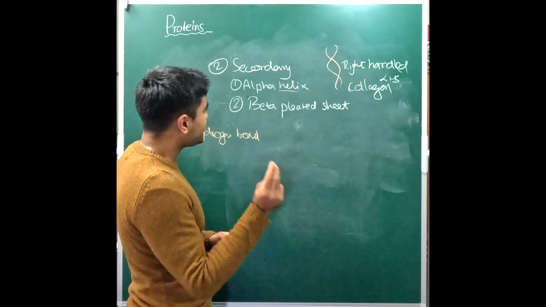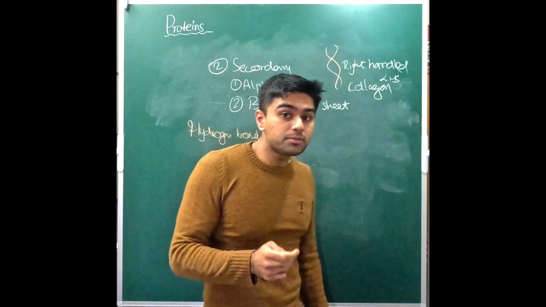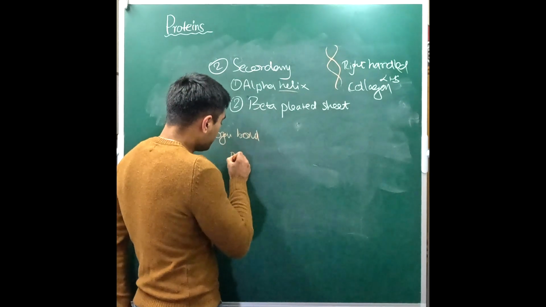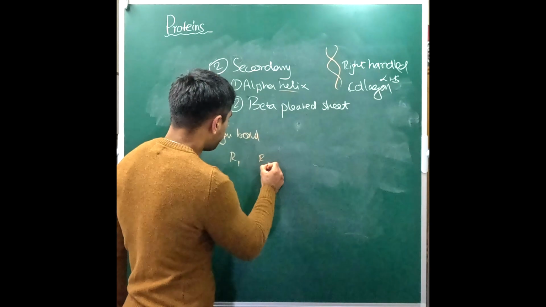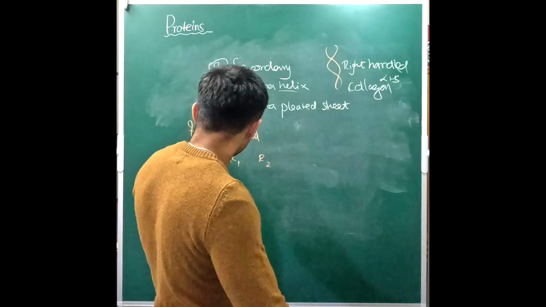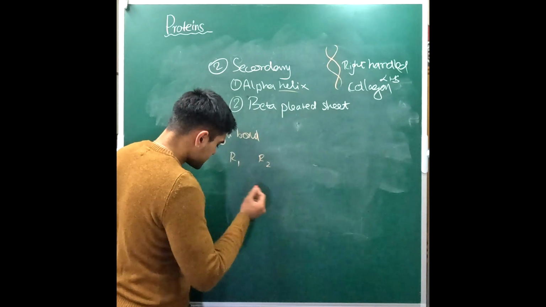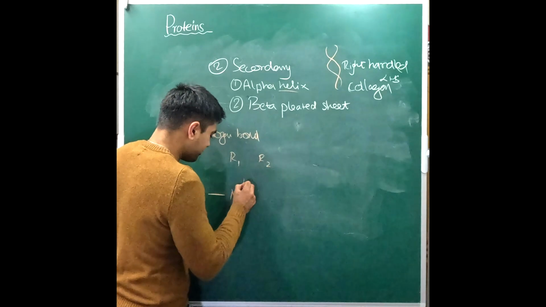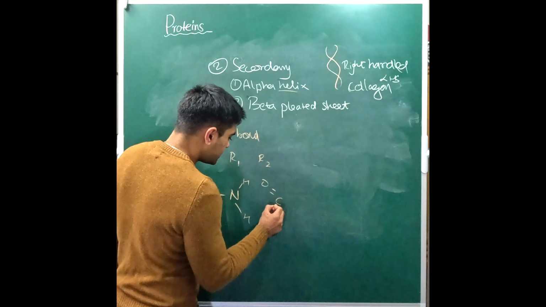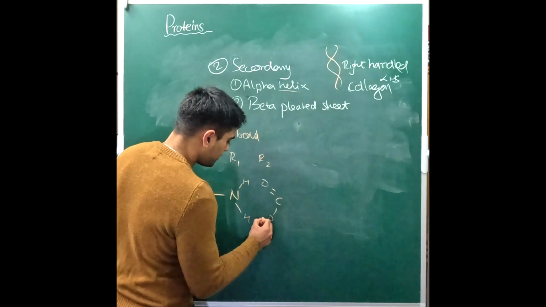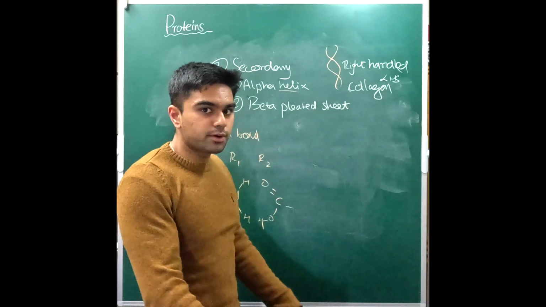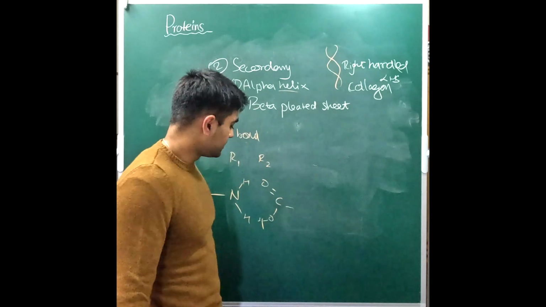Now this forms between what? Do you remember the R groups I was talking about? Basically you'll have R group 1 rocking up and R group 2 rocking up. So if you've got your nitrogen here, you've got hydrogen here, you've got your carbon here, you've got your oxygen here, you've got the oxygen here, you've got OH here. Now, what you'll realize is that these are partially positive and partially negative.